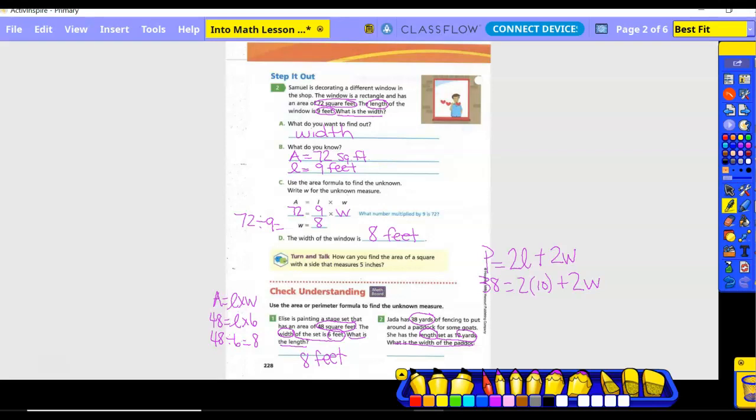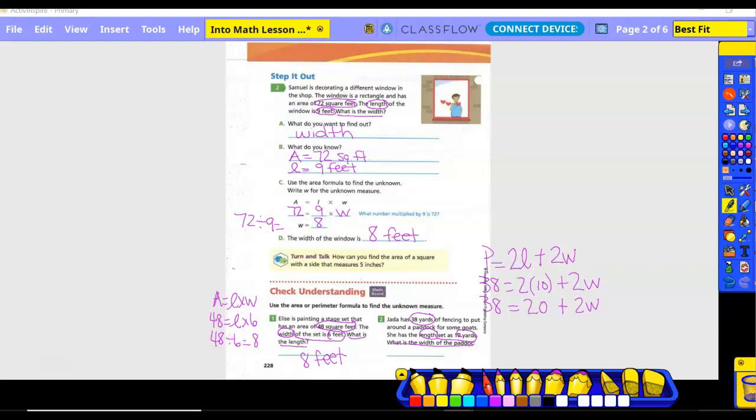All right. So now I'm going to rewrite it again. 38 equals, what's 2 times 10 for me? 20 plus 2W. Okay, so what am I going to do? What do I need to do first to try and get that 2W by itself? 38 plus 20. I need to get rid of this 20, right? You're right. We need to get rid of the 20.